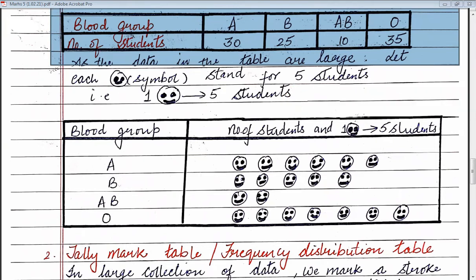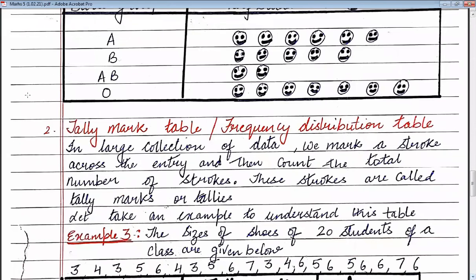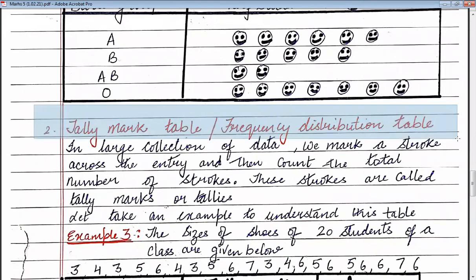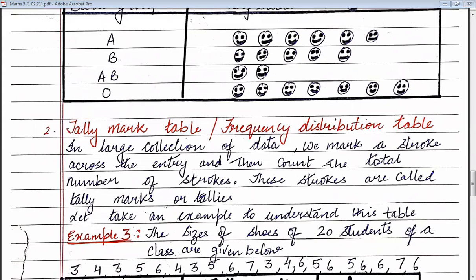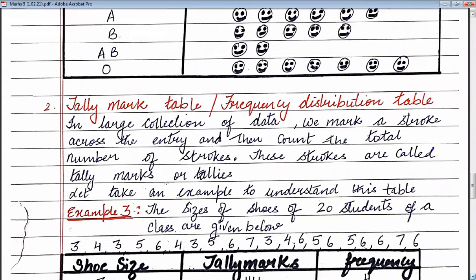So now let's move on to our second table, that is the tally mark table, or you can call it a frequency distribution table. Now children, this table is also very interesting and it helps put the raw data in a segregated way. Okay, so now let's see how you are going to use this tally mark table, with the help of an example.